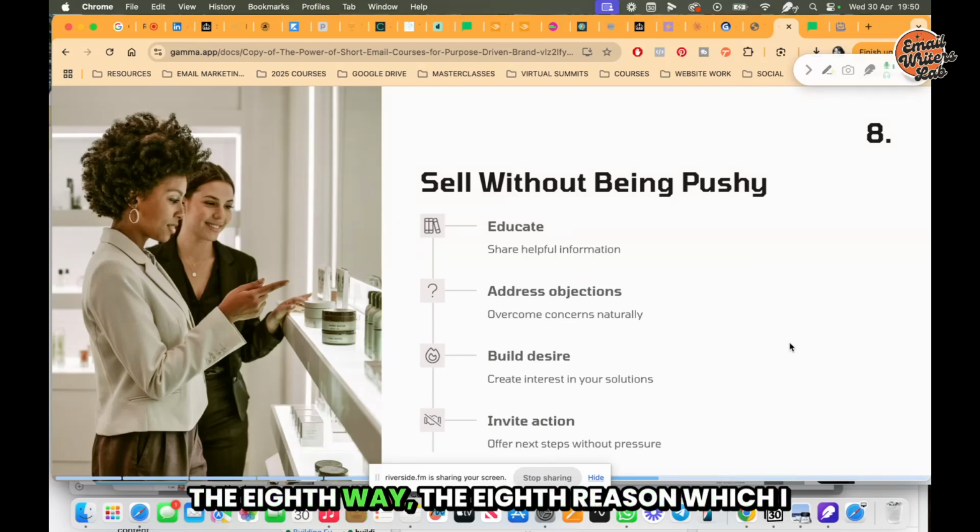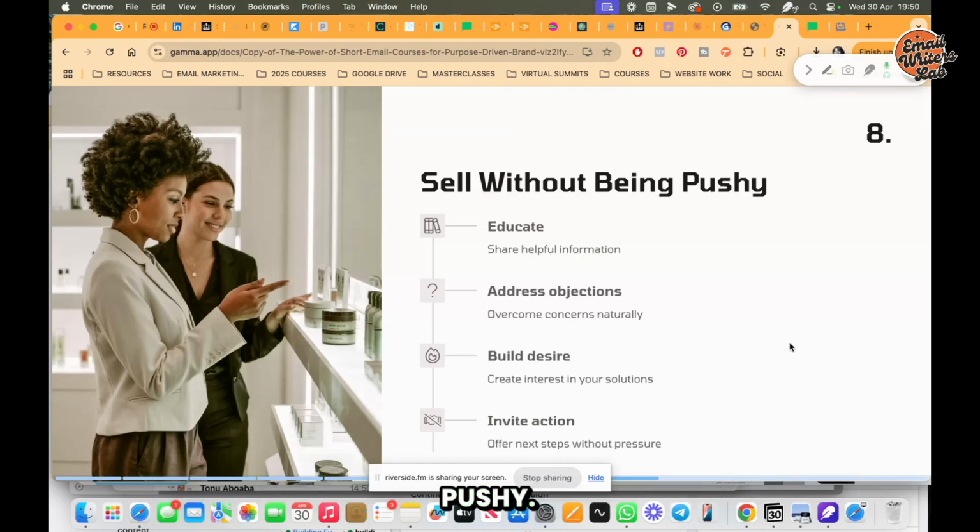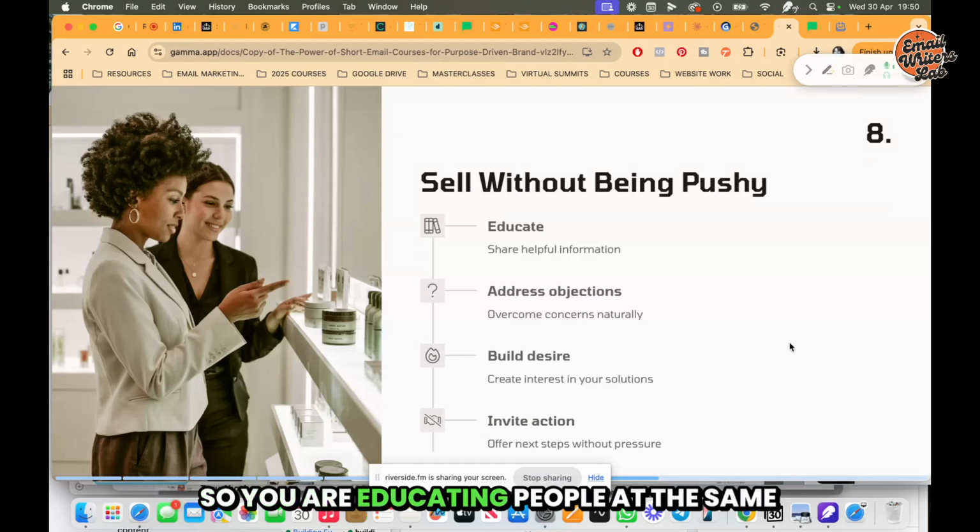The eighth reason, which I love, is that you are selling without being pushy. So you are educating people at the same time, and you're doing the things that you do with selling, which is you build the desire, you address their objections, you allay their fears, you talk to the logical brain, you talk to the emotional side of the brain.